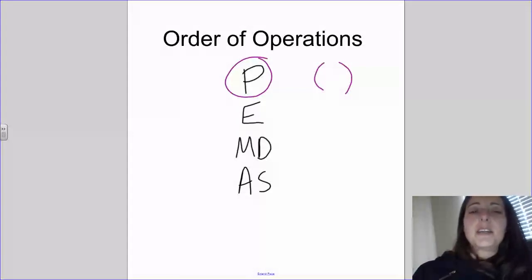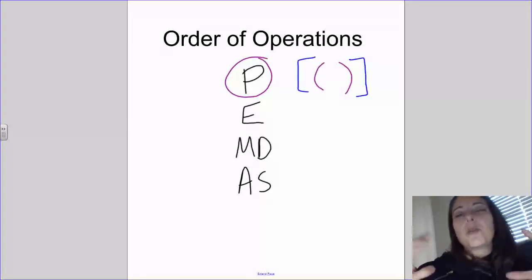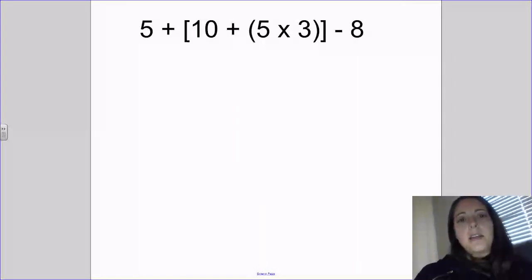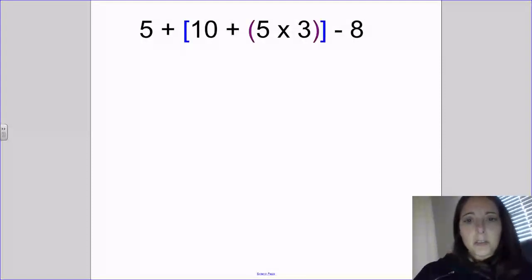Another type of parentheses, another type of package within the expression, are called brackets. They are more squared off than parentheses, but they act the same way. So inside this expression, you can see two different types of parentheses. I'm going to color code them for you. I have purple parentheses and blue brackets.